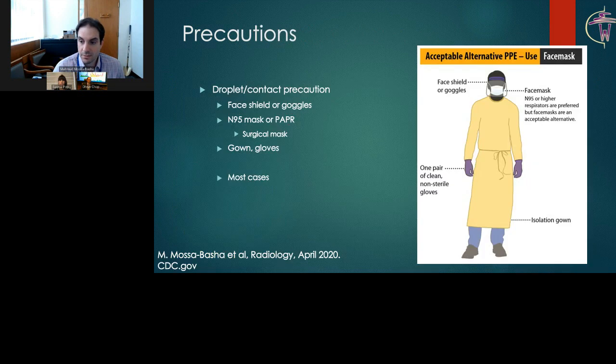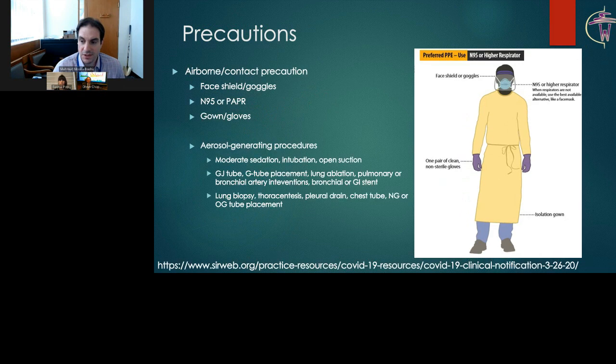Now, Dr. Popescu talked about precautions, and most cases fall into the droplet contact precaution, and I won't belabor this too much, but here are the precautions to take. And then for airborne contact precautions, as mentioned, an N95 mask is used, or PAPR. And I will mention, N95 masks filter particles that are greater than 5 micrometers in diameter, while PAPR filters particles that are 0.3 micrometers or larger.